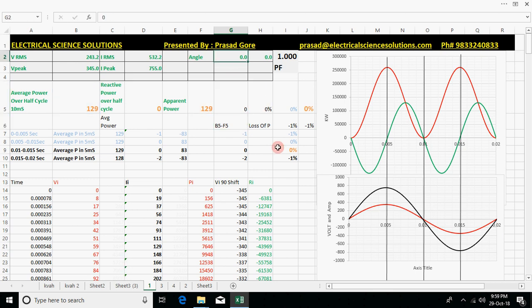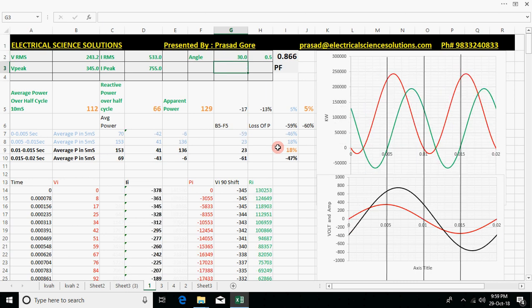Now I'm making real-world readings. Let's say a 30-degree angle, that is a power factor of 0.866 lagging. Here you can see the average power consumption has gone down to 112. Earlier it was 129, equal to the apparent power, but now it's 112. So you are not utilizing the complete power available for this current. You are utilizing an average power of only 112. Then where does this extra power of 17 kilowatt go?